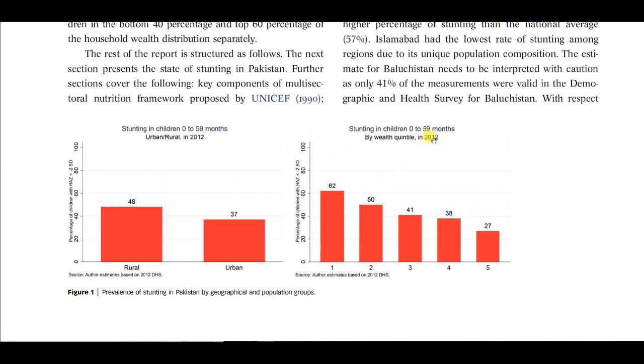And stunting in children 0 to 59 months, this is by wealth quintile. These are the poorest, these are the richest people, and stunting is going down. But you can see that this is 27%. 27% of children in the highest quintile are stunted. It means that 1 in 4 children in the richest community in Pakistan are likely to be stunted. So the problem is huge.